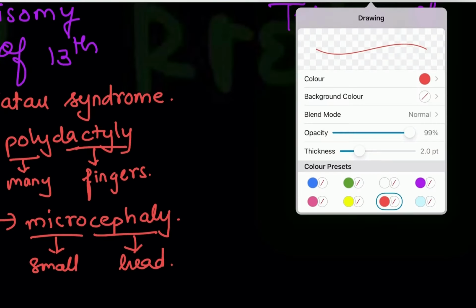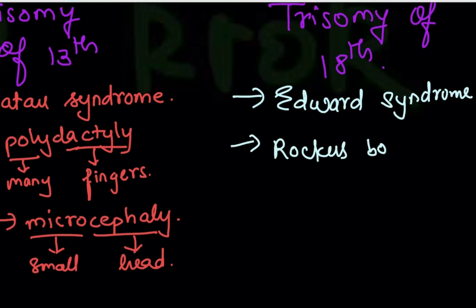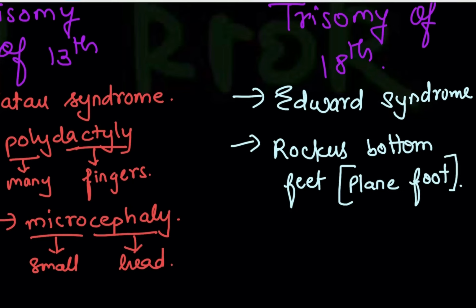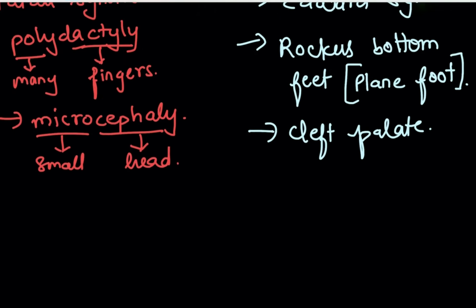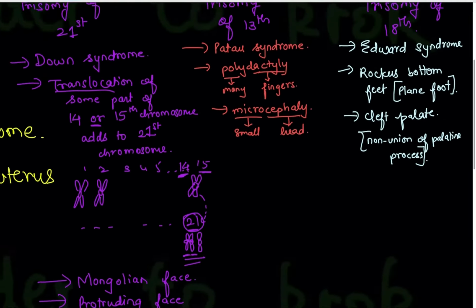The trisomy of 18th syndrome is called Edward syndrome. What you will see here is that they will have rocker bottom feet. This rocker bottom feet, you can also call it plain foot. And lastly, they will have cleft palate. Now what is cleft palate? You can write down non-union of palatine process. We'll look at this cleft palate through a picture.